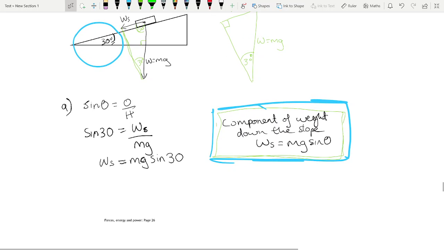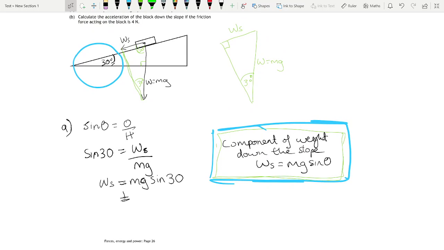So to work that one out, we just need to put the numbers in. The mass is 2 kilograms, g is obviously 9.8, times sine 30. And that comes to 9.8 newtons.